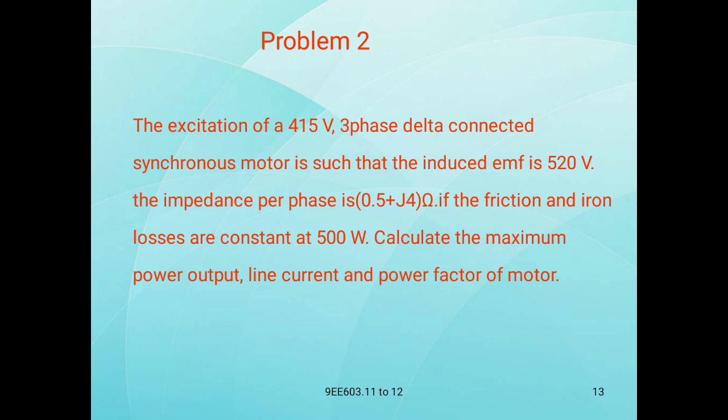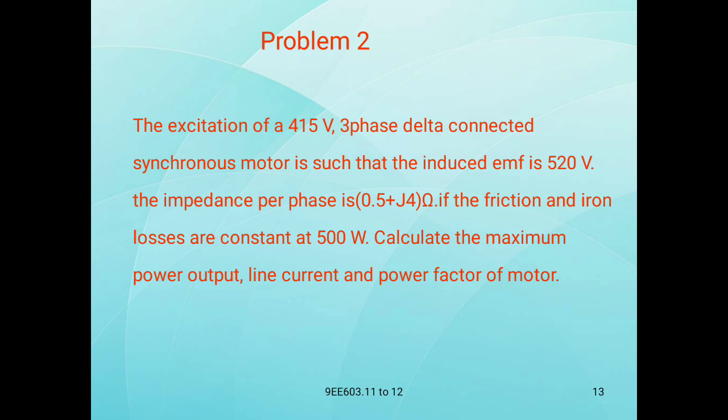I'll read the problem once again. The excitation of a 415 volts 3-phase delta connected synchronous motor is such that the induced EMF is 520 volts. The impedance per phase is 0.5 plus j4 ohms. The friction and iron losses are constant, 500 watts. Calculate the maximum power, line current, and power factor of the motor.